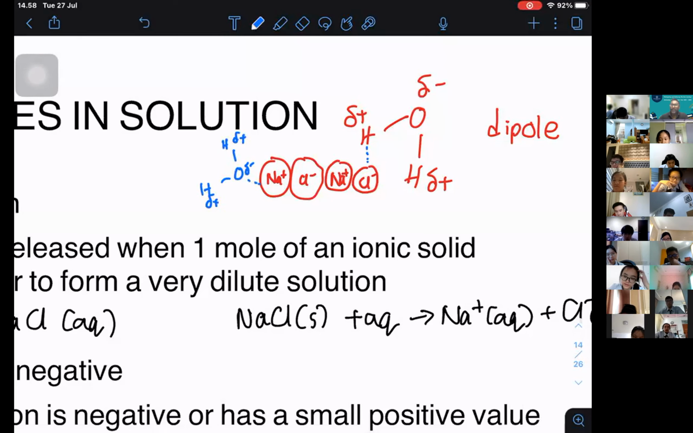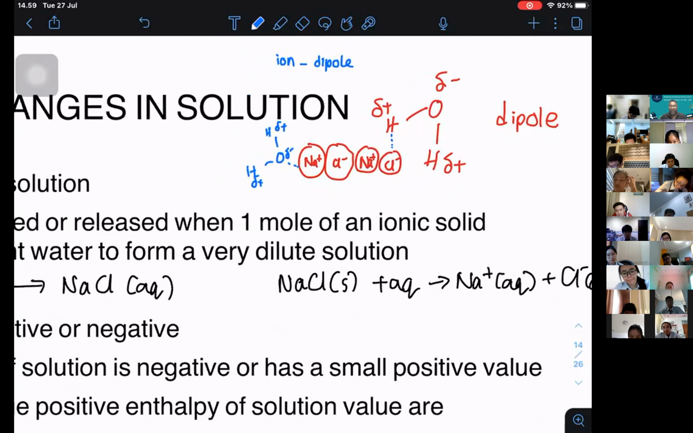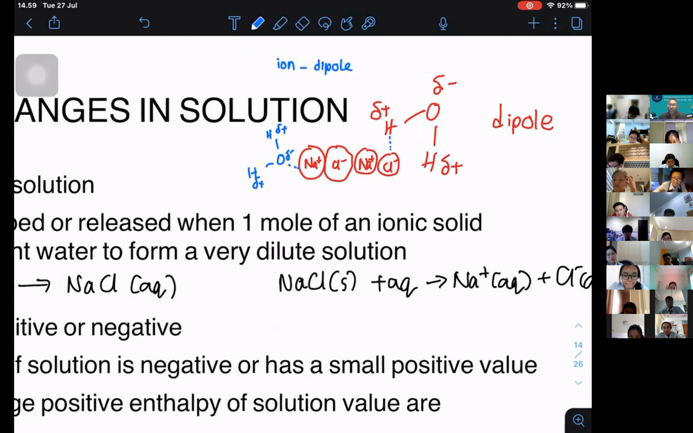The sodium ion and Cl minus are called ions, and water, because it has delta negative and delta positive, is called a dipole. So we call it ion-dipole attraction. The ion-dipole attraction will try to break the bonds in the lattice. So the Cl minus can move away, and Na plus can move away. You get something where they are dissolved, they are soluble.